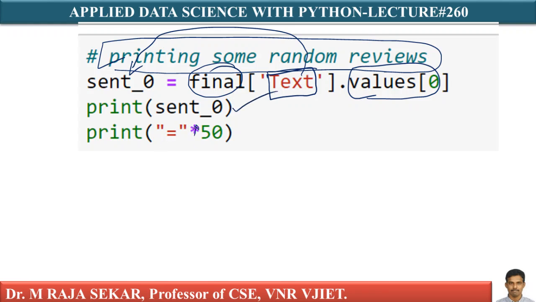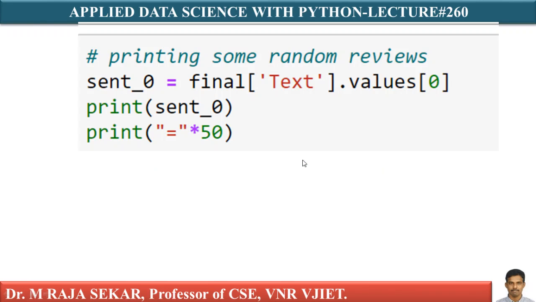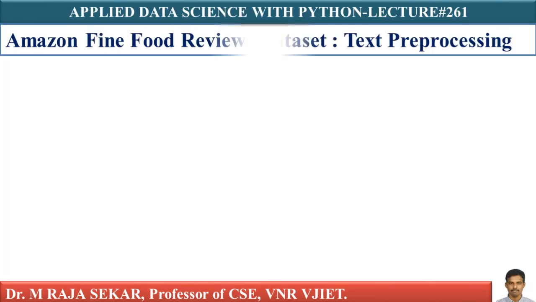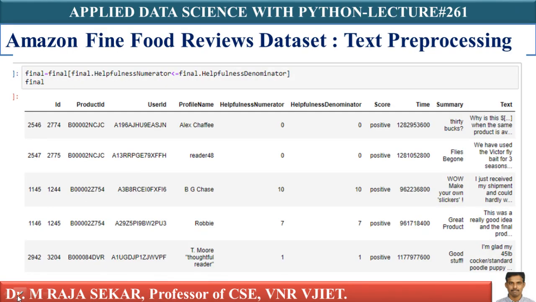After printing, I am printing 50 equal symbols, nothing more than that. Simply it will display. Just see, this is the review. If you want, you can go back and check. Just let me show that one. Yes, this is the review. This one I am displaying. This is values of 0. This is my text column.